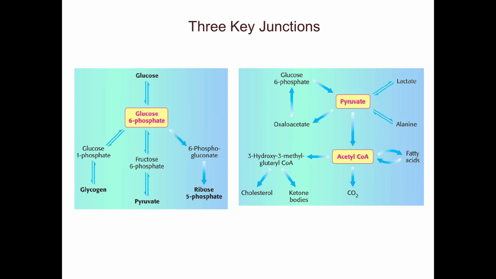So if you look back at these three key junctures, the glucose on the left, the sugar side of the pathway, can be stored as glycogen. The pyruvate can effectively be stored as amino acids, some of the amino acids, and the acetyl-CoA can be stored as fatty acids. So we have storage forms of each of these, and then we have irreversible pathways from each of them. The key here is you can't go backwards. We can't convert acetyl-CoA back to pyruvate.